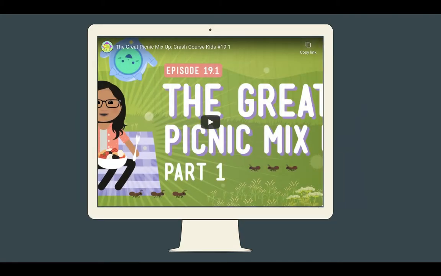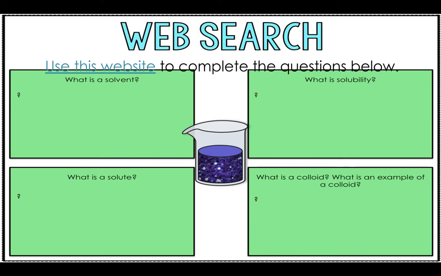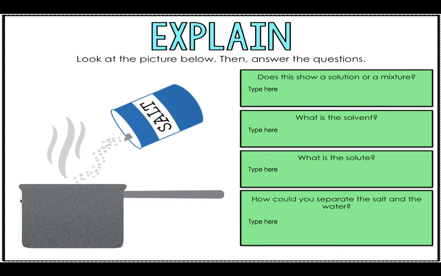There's a video that I included that's actually super informative. It's a little long, but it's really, really informative. So I hope you get a chance to watch that. You're going to be using a website. The link to the website is right there. The website will help you figure out the answers to all 4 questions. You write your answer where the question mark is right there. Then what you're going to do is you're going to show me what you know about mixtures and solutions by answering these 4 questions. The last one is the hardest. How could you separate the salt and the water? If you want to do a little bit of internet research to come up with a solution, that's fine.